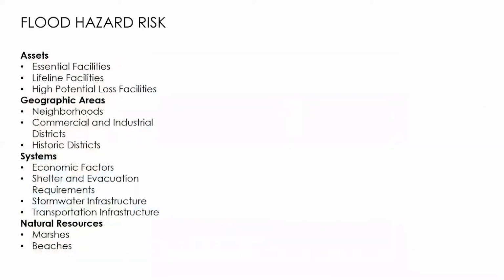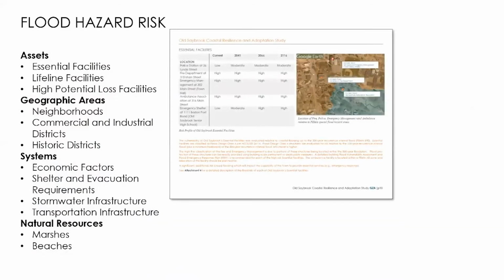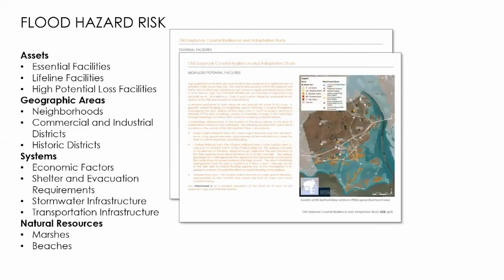Flood hazard risk was characterized for several discrete categories of assets, such as essential facilities like police and fire for emergency response, lifeline facilities for potable water and power systems, and high potential loss facilities like dams, where their failure could result in a significant loss of life. Various geographic areas, such as neighborhoods and commercial districts, were also examined.